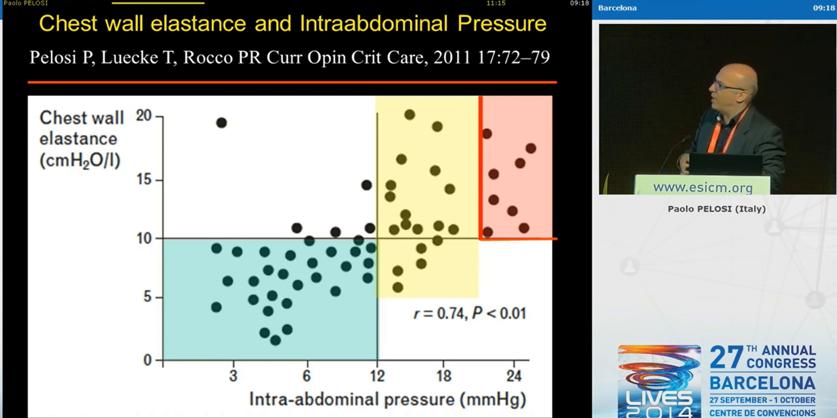When the intra-abdominal pressure is higher than 20, 22, what we call now abdominal compartment syndrome, we are very likely in most of the patients to have a deterioration in chest wall elastance. Then we have a gray zone, which is the most common one in clinical practice, and you can see that between 12 and 20, 22, some patients have a reduction in chest wall elastance, some patients have normal chest wall elastance. So if we want to get information, we theoretically and practically should really measure the chest wall compliance by using the esophageal pressure.